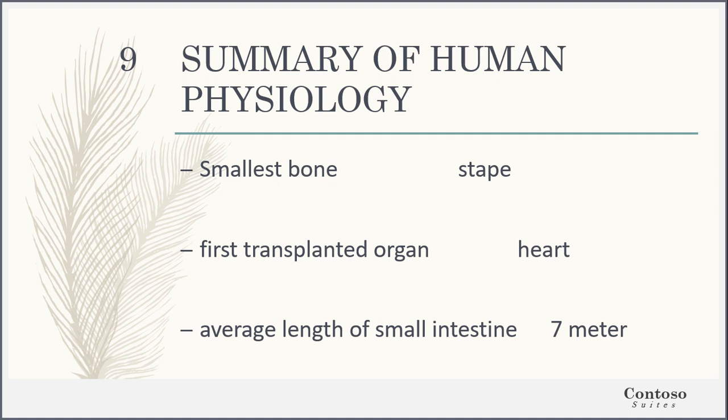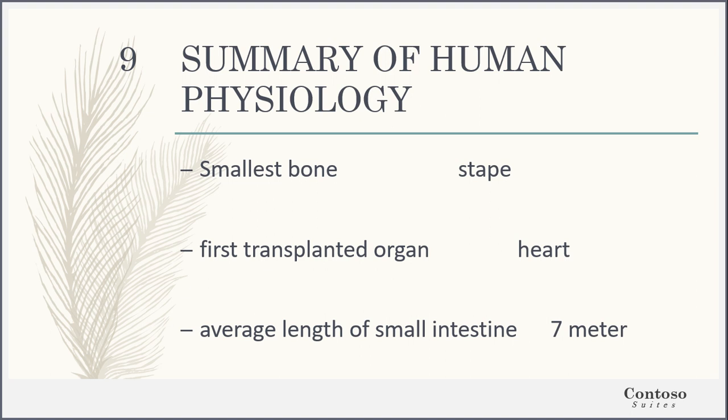The smallest bone is the stapes, some people call it stapes, and it is present in the human ear. It is the smallest bone, and it is present in the middle region of the ear, also known as the middle ear. So the stapes is the smallest bone present in the middle ear of the human body. And the first transplanted organ in the human body is the heart.